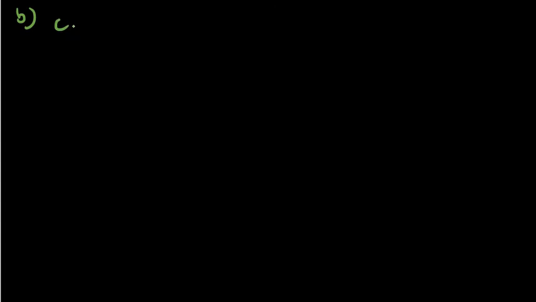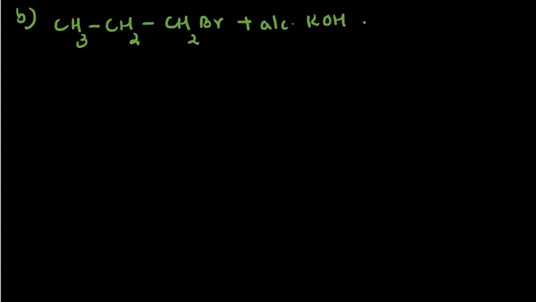Now let us take one more example. Here we are taking CH3CH2CH2Br plus alcoholic solution of potassium hydroxide. We will be getting an alkene. So you try to write down what will be our product.